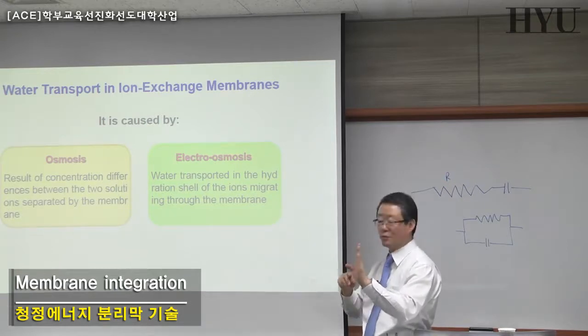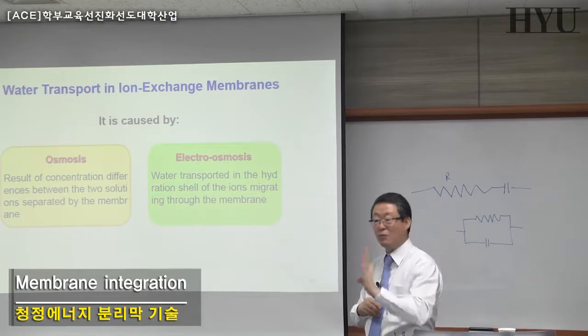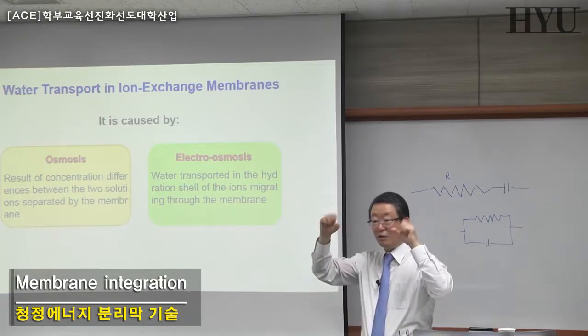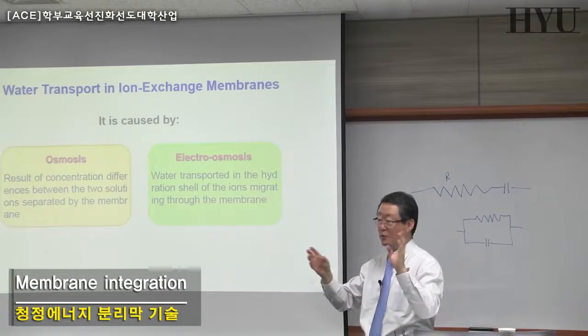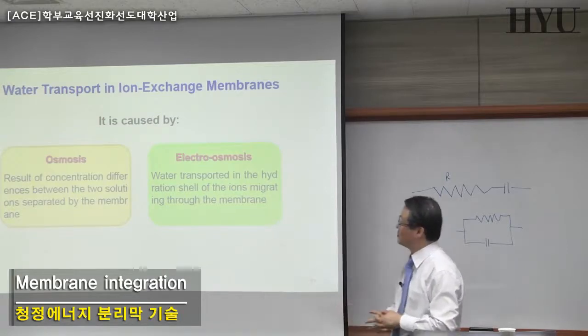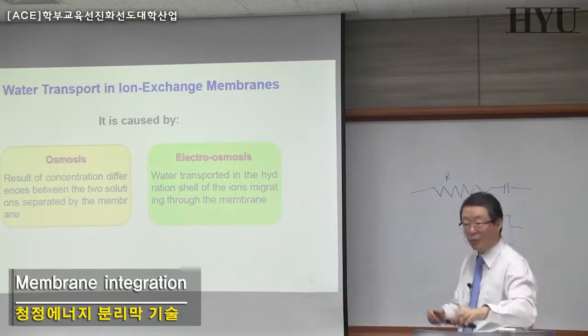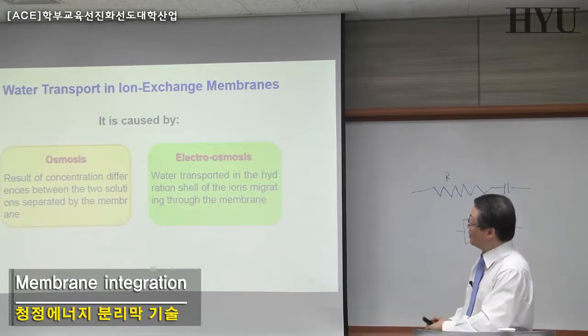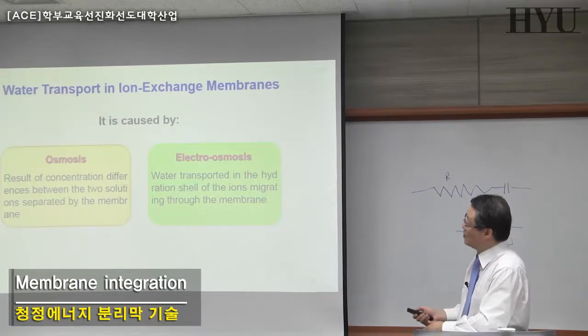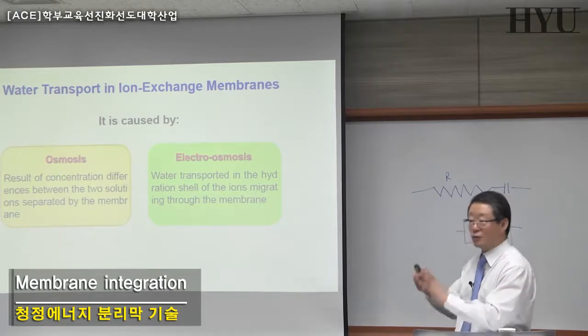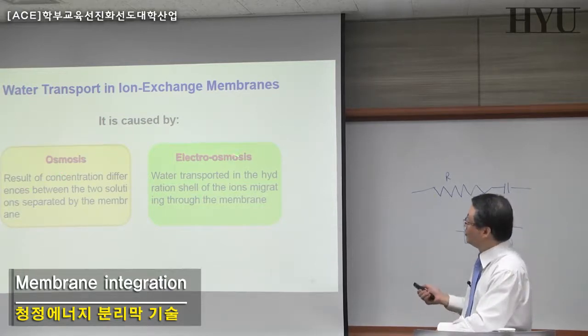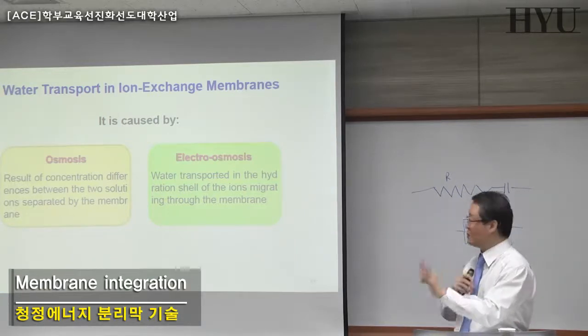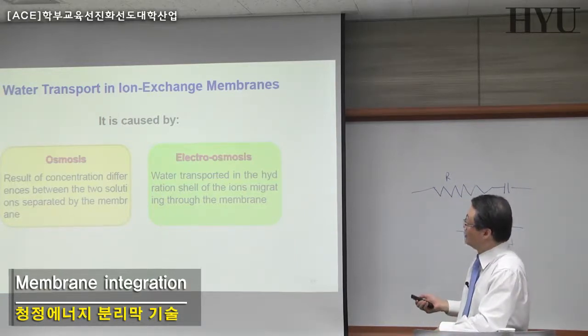Whereas in the case of electroosmosis, you may have some charges in the membrane, and you have to apply the current in the two chambers. That is the difference between these two systems. So we will talk about osmosis and electroosmosis. Osmosis is a result of a concentration difference between the two solutions, whereas electroosmosis is the one where your water is transported by the ion migration through the membrane.